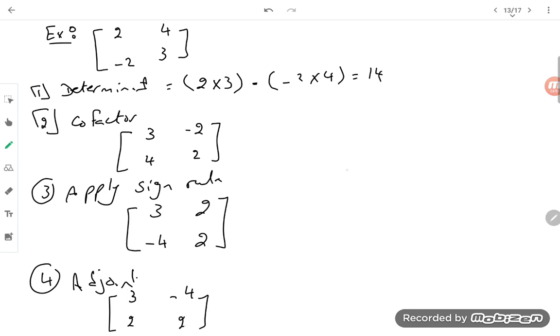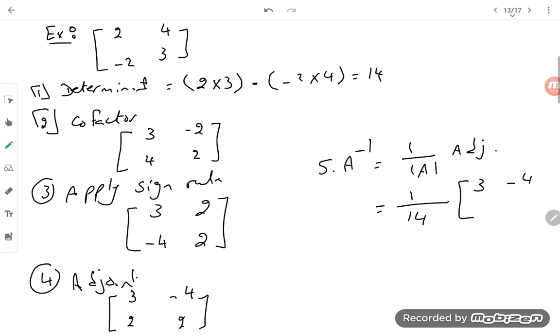And finally, the last step is to find the inverse, which is calculated as 1 over the determinant multiplied by the adjoint. So it will be 1 over 14 multiplied by 3, negative 4, 2 and 2. So it will be 3 over 14, negative 2 over 7, 1 over 7, and finally 1 over 7. It is 2 by 2 matrix.